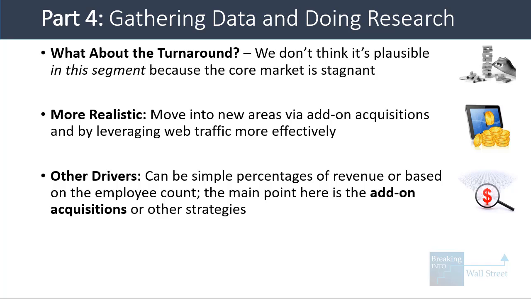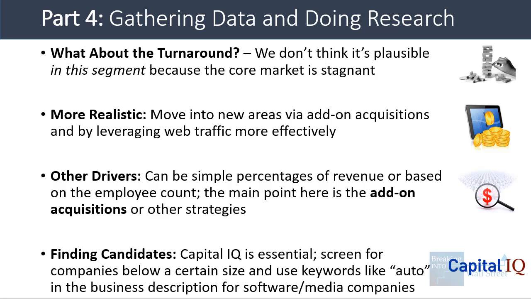important points. In terms of finding add-on acquisition candidates, Capital IQ is really important here. You can screen for companies below a certain size, like say 100 million in enterprise value, and you can use keywords like auto or auto software in the business description to find software and media and car dealership companies that fit this profile.